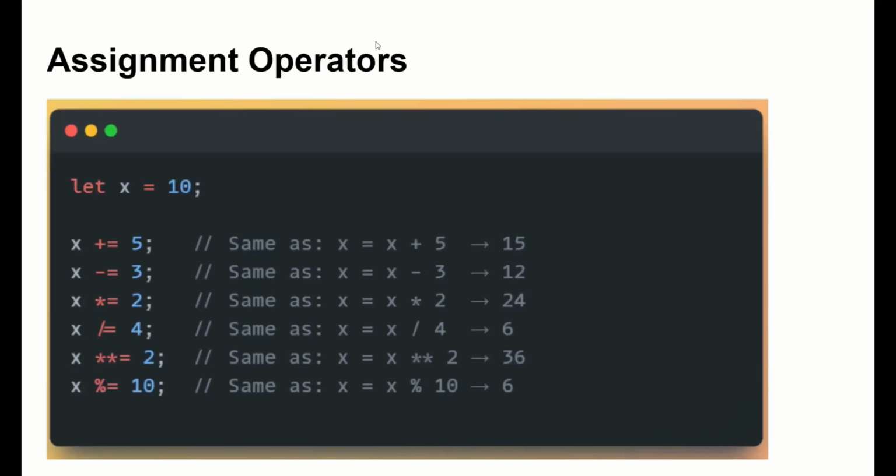Now let's move on to assignment operators. Assignment operators help us to store, update, and assign values to variables. So we have the fundamental assignment operator, which is the equal sign. And we also have the compound assignment operators, which have each of the arithmetic operators attached to the equal sign. So let's take a look at an example.